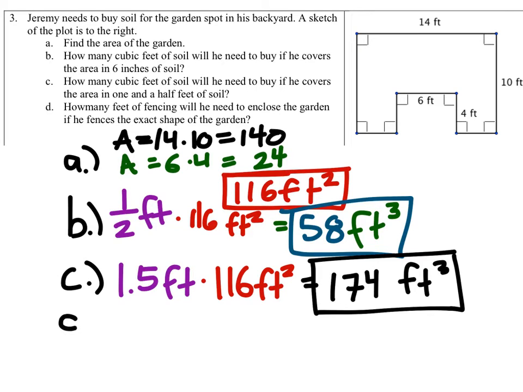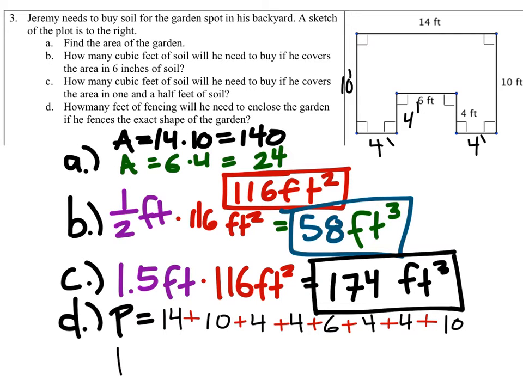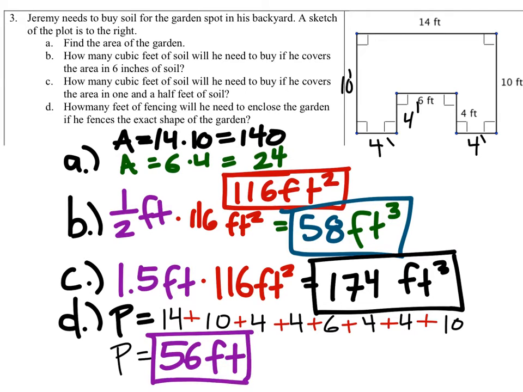Part D, this one is simply the perimeter of this. So let's go ahead and go through the shape and identify what all the lengths are. So this is 4 feet. If that's 14 feet and that's 6 feet, then we've got 8, so this is 4 feet, 4 feet, and 10 feet. So let's go ahead and add all those together. And the final perimeter after we add all of these appears to be 56 feet.